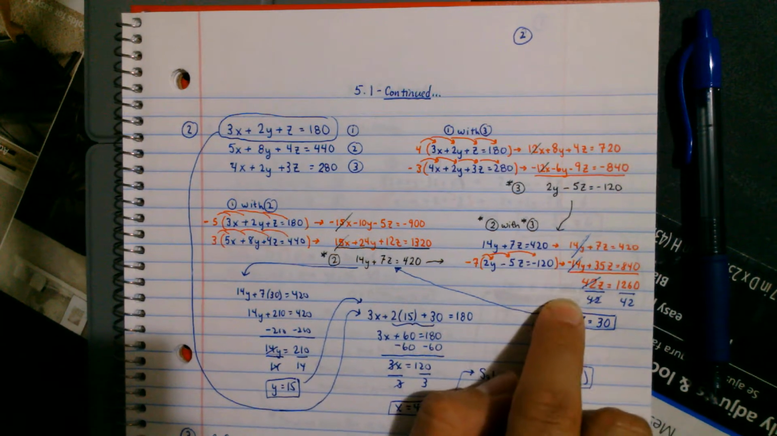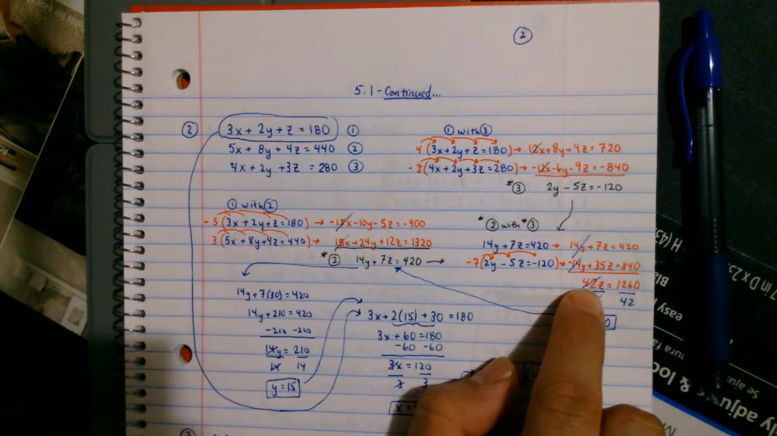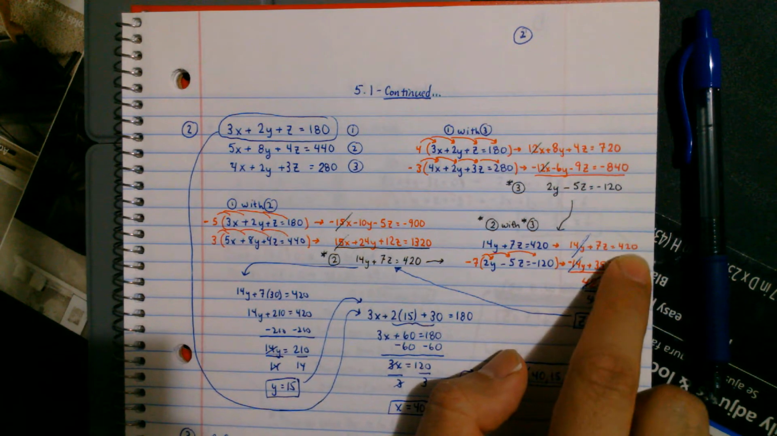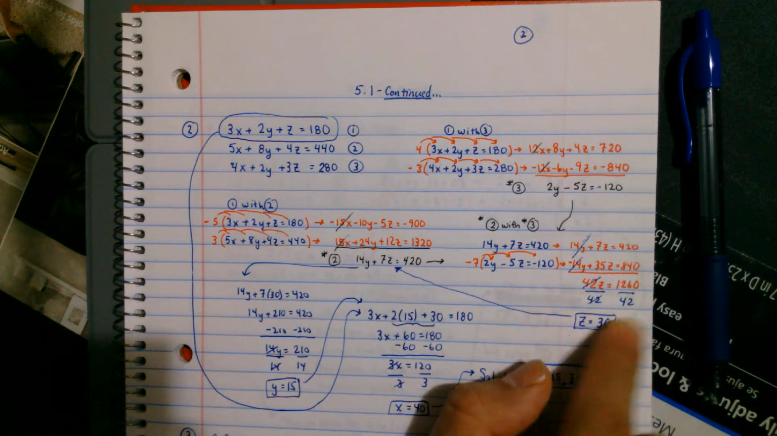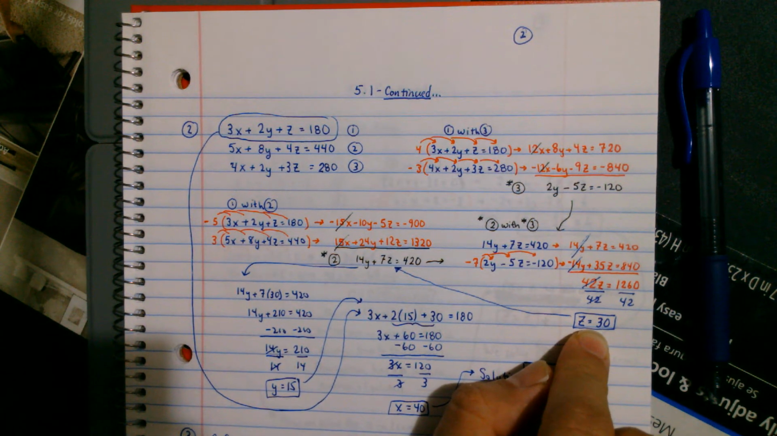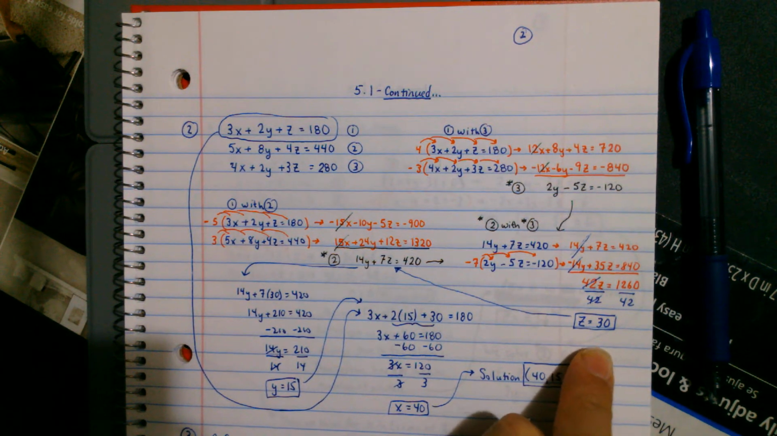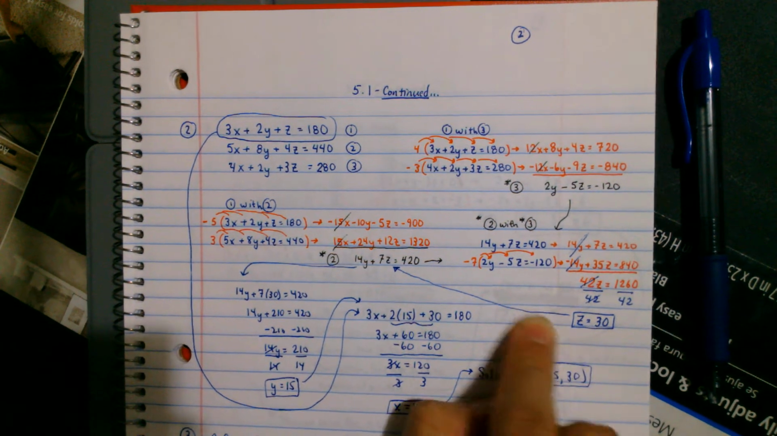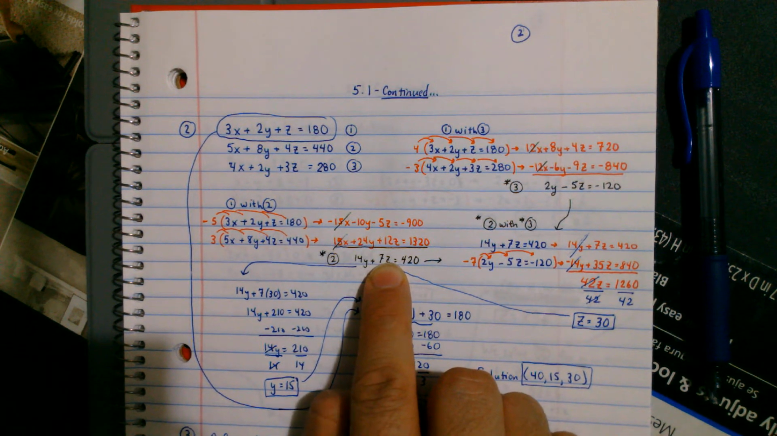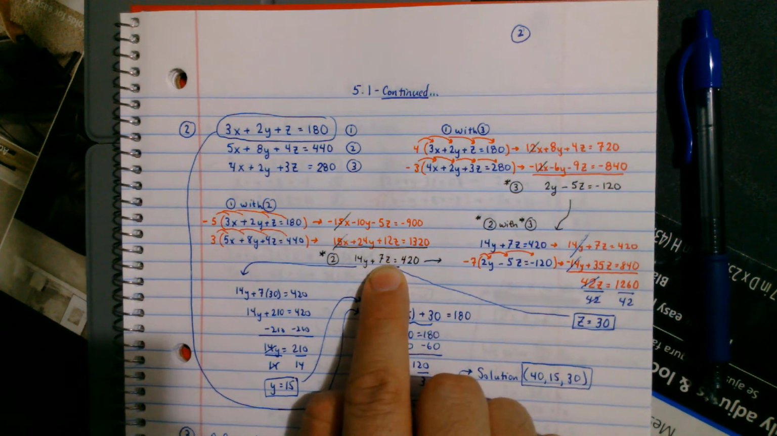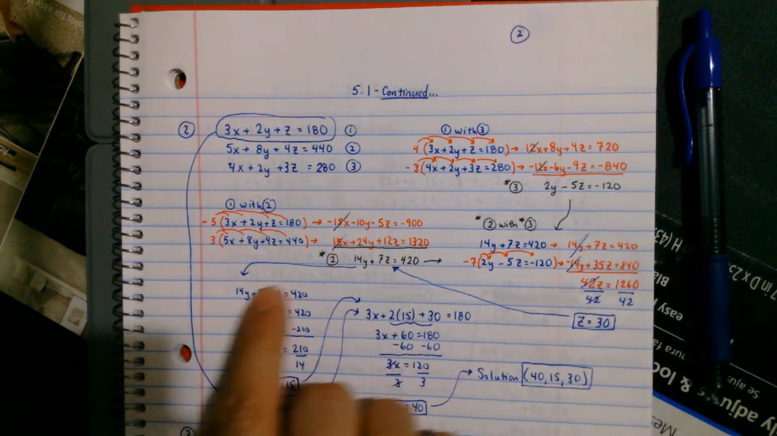I cancel the y's. 7 plus 35 is 42z. 840 plus 420 is 1260. Then divide by 42, you get 30 as an answer. So 30, I'm going to put it back into the second equation for z. I'm going to plug in the 30 here.